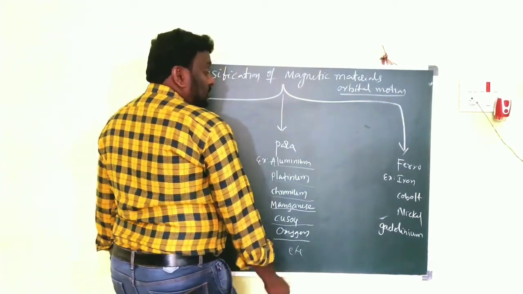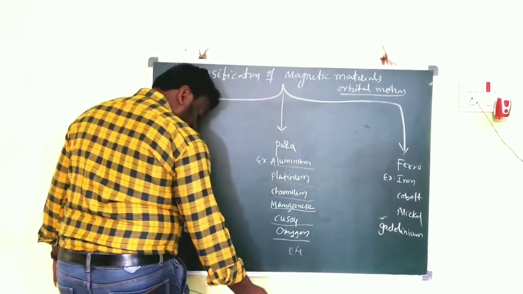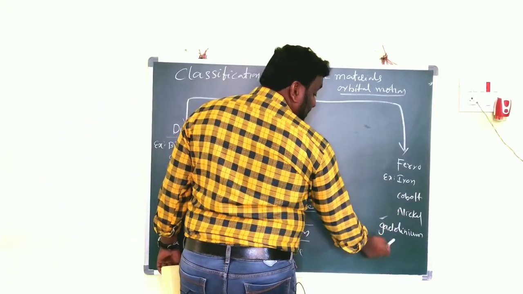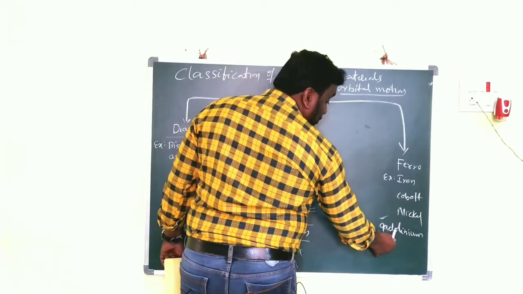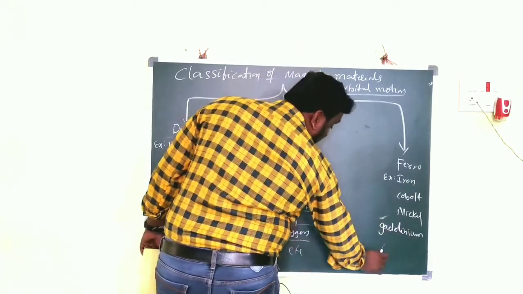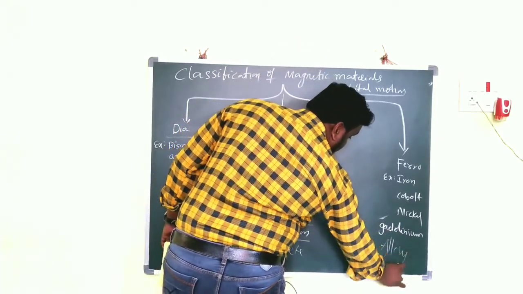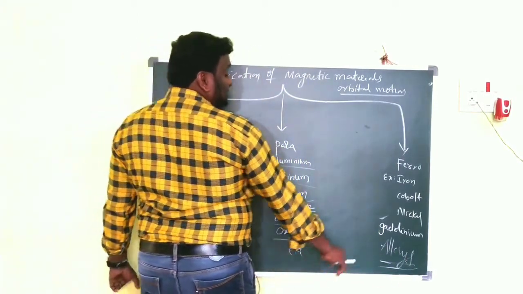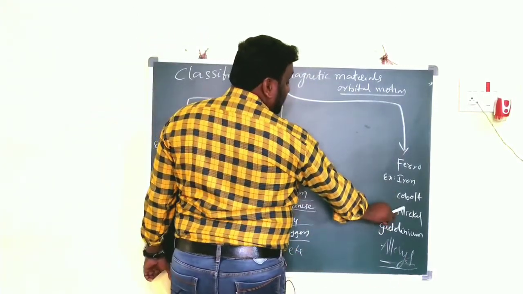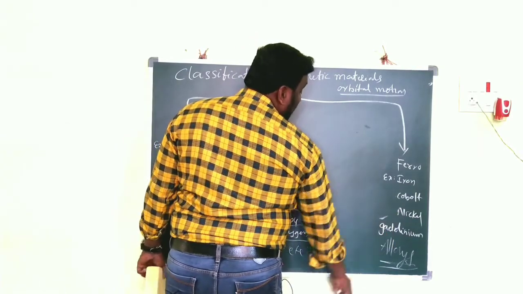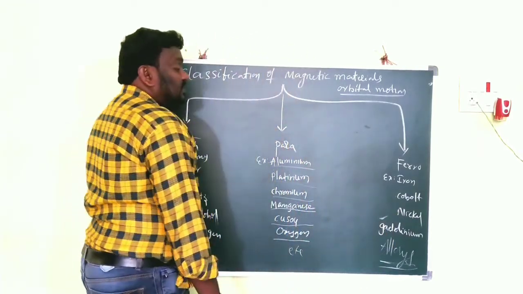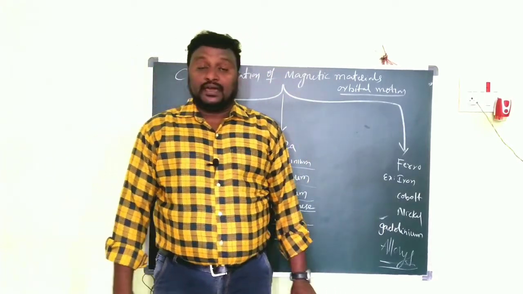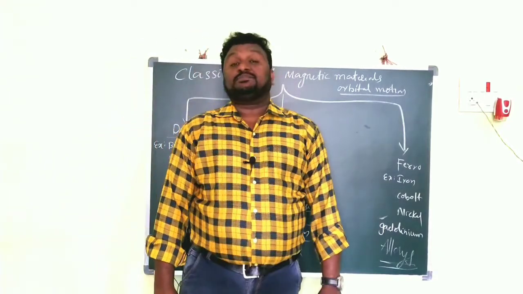And next, ferromagnetic substances, children. Here: iron, cobalt, nickel, gadolinium, and so many alloys. We can take so many alloys, they are also ferromagnetic substances. See once again: iron, cobalt, nickel, gadolinium, and alloys, etc. These are the examples for dia, para, and ferromagnetic substances.